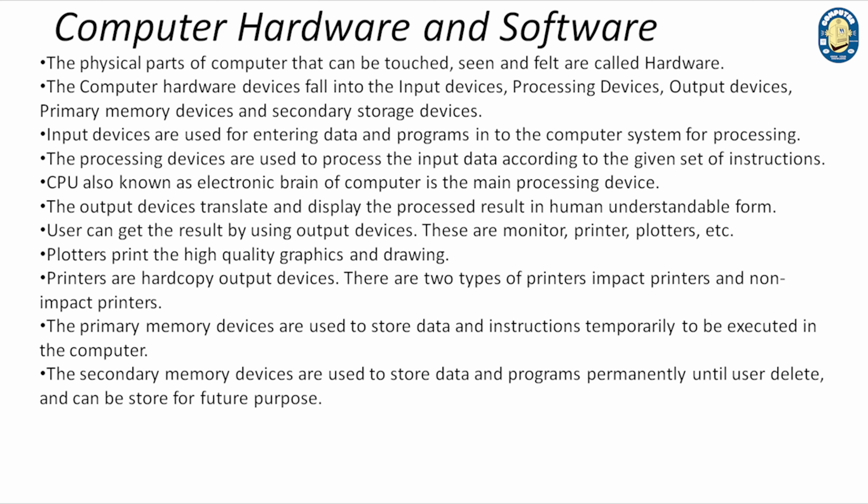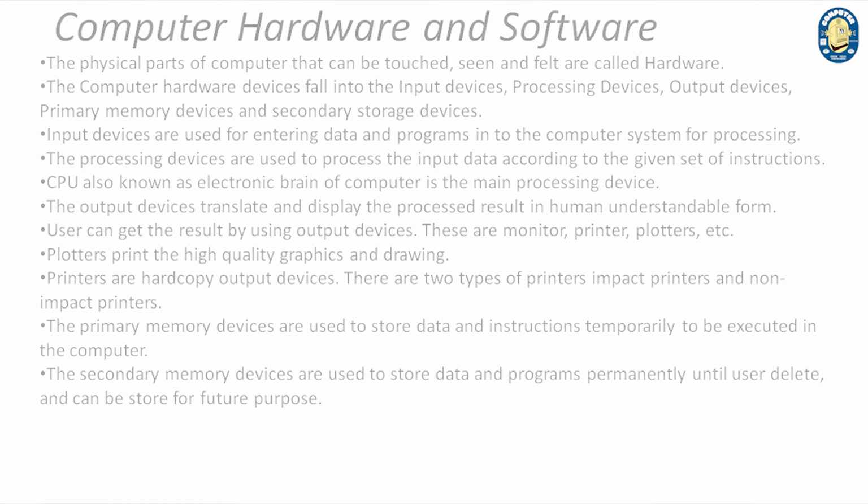These are monitor, printer, plotters, etc. Plotters print the high-quality graphics and drawing. Printers are hard copy output devices. There are two types of printers: impact printers and non-impact printers. The primary memory devices are used to store data and instructions temporarily to be executed in the computer. The secondary memory devices are used to store data and programs permanently until user delete, and can be stored for future purpose.